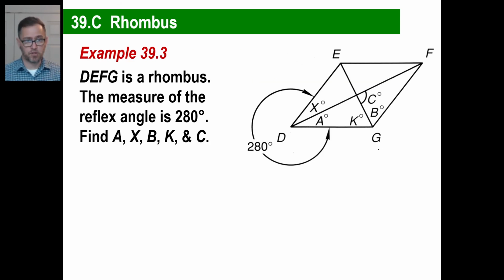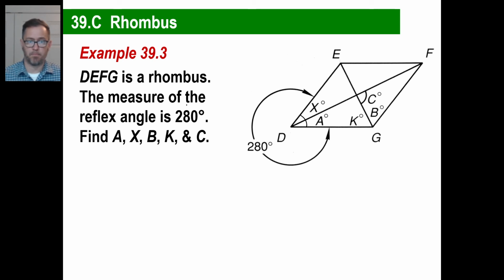Okay, so let's do an actual problem they'll give you. Here's your rhombus, DEFG. Reflex angle here is 280 degrees. In other words, this angle from here to here is 280. All right, find A, X, B, K, C, and any other letters you can find up there too. So this is 280 all the way to here. You tell me, what is the rest of the angle going to be? A circle is 360, right? So 360 minus 280 is 80.